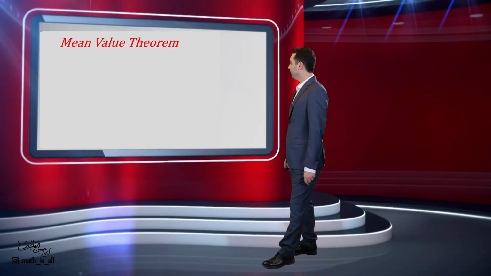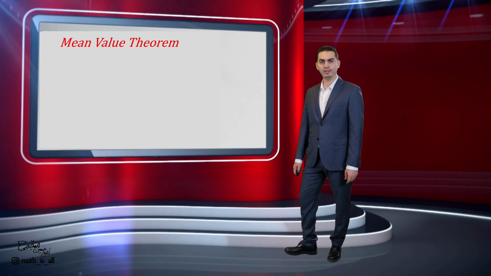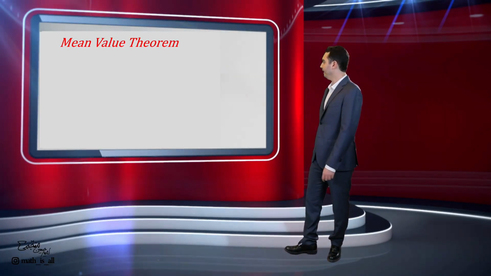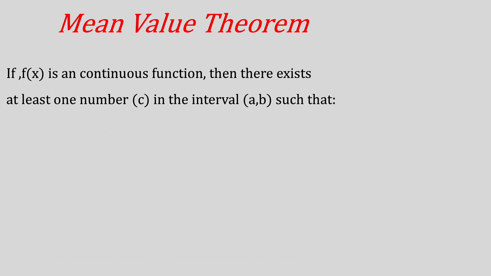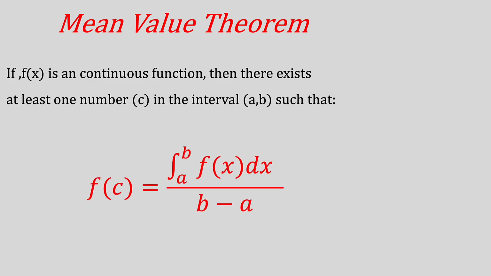Let's discuss the mean value theorem for integrals. So what exactly does this theorem say? It says that if f of x is a continuous function on the closed interval from a to b, then there exists at least one number, which we call c, in the open interval from a to b, such that f of c is equal to the definite integral of f of x from a to b divided by b minus a.